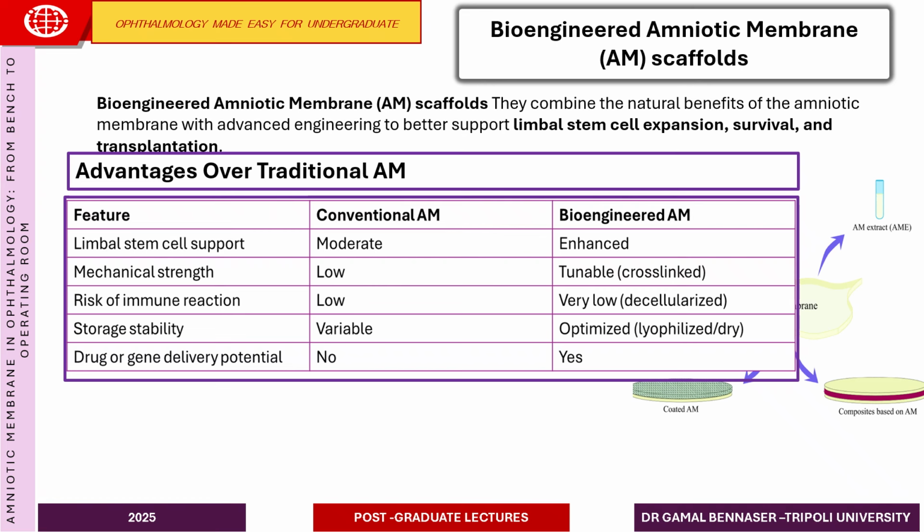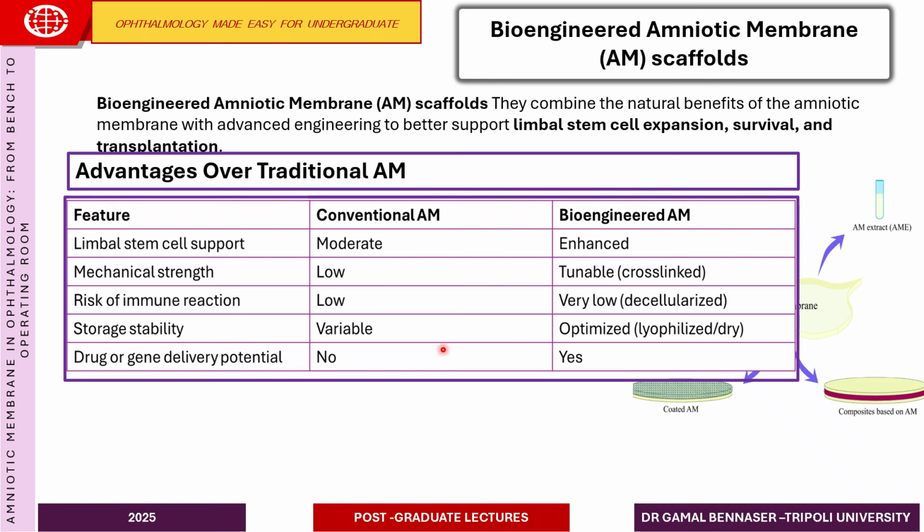Now in this table, I will show some of the advantages over the traditional amniotic membrane, as you can see here: the features of the conventional amniotic membrane and the features of the bioengineered amniotic membrane. As far as the limbal stem cell support, both will support the limbal stem cells, but the bioengineered one has maximum capability for supporting the growth of the limbal stem cells. As far as the mechanical strength, the natural one has very low strength compared to the bioengineered one, which undergoes cross-linking. So it is suitable for handling. This one is more suitable for handling than the conventional one.